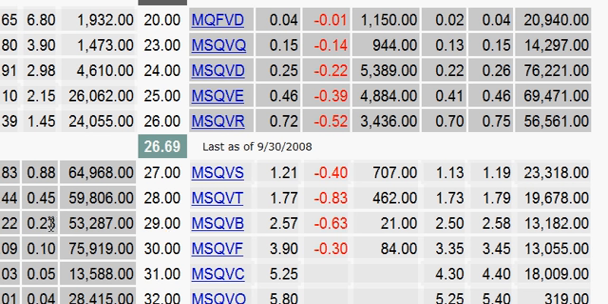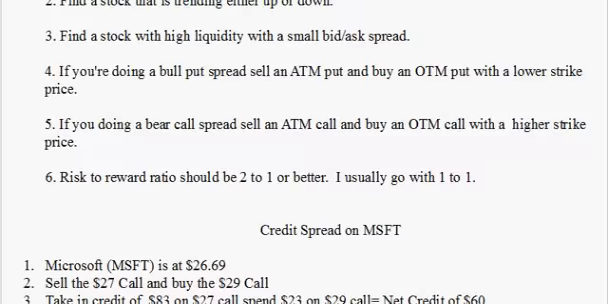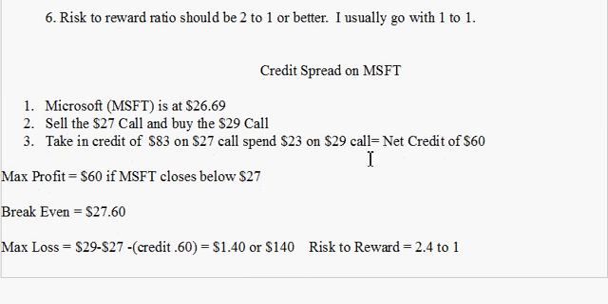So again, Microsoft is selling at $26.69. We're going to sell the $27 October call. That gives us about 3 weeks to expiration because right now it's October 1st. Then we're going to buy the $29 call. So we're going to take in a credit of $83 on the $27 call. We're going to spend $23 on the $29 call. So that gives us a net credit of $60.